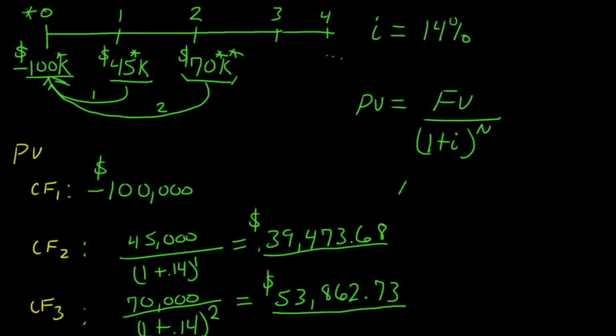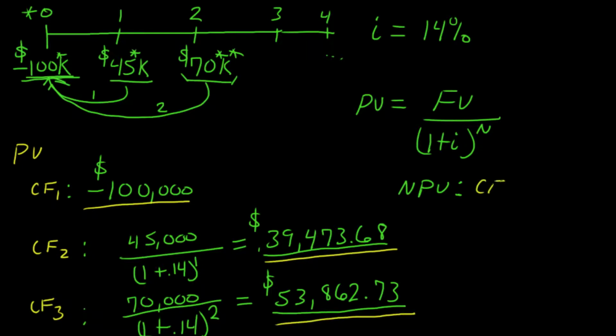So finally, we want to look at our net present value and compare that to our original $100,000 that we gave up. So the net present value is just the sum of the three cash flows. Now the sum of those three cash flows is the sum of negative $100,000, $39,473, and $53,862. So it's just the sum of cash flow 1, cash flow 2, and cash flow 3. So if we run that simple calculation, we find that the net present value of those three cash flows is $93,336 and some change, 41 cents.